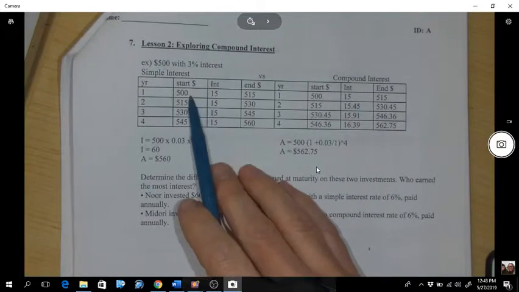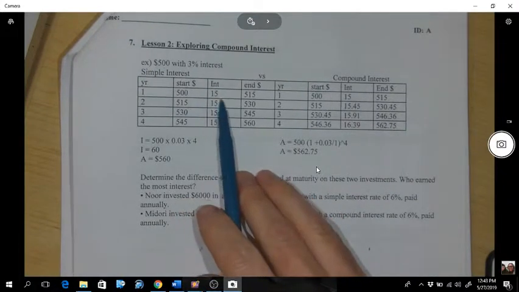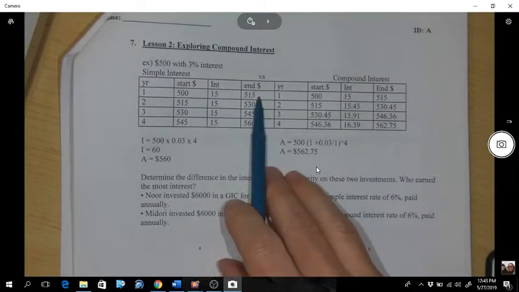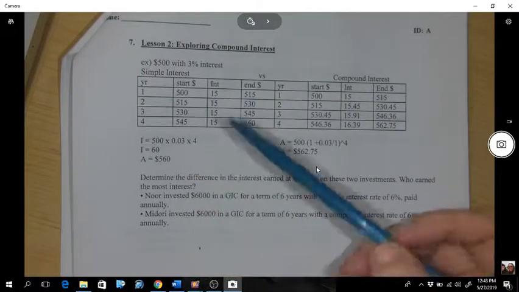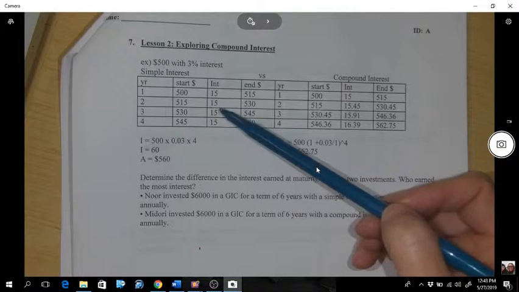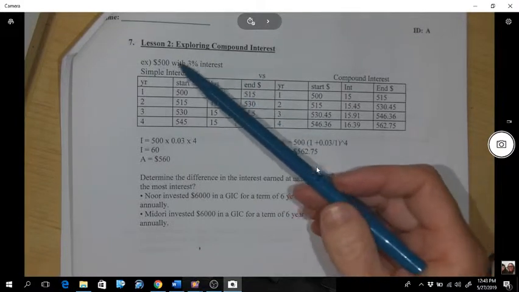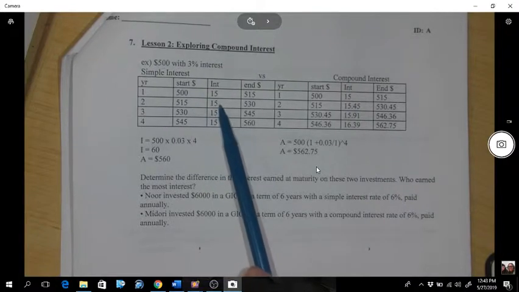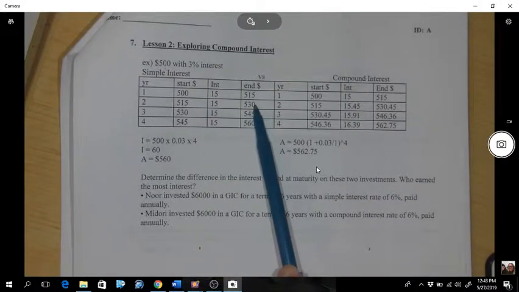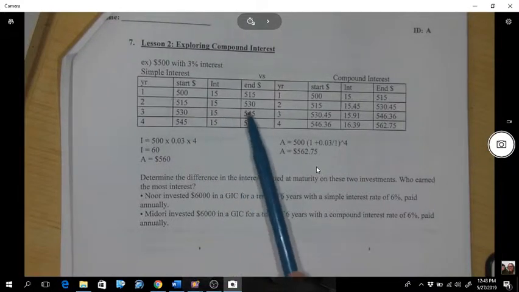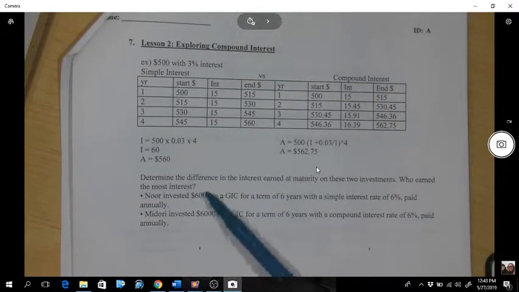So $500 they start with, and at the end of year one, 3% of that is $15 of interest. So they have $515. Okay, but every year they're only going to get $15 of interest because they're basing their interest off of 3% of 500. So now they have 515, adding 15 more, they get 530. In the third year they had 530 and they only get $15 more, so 15 added every time.